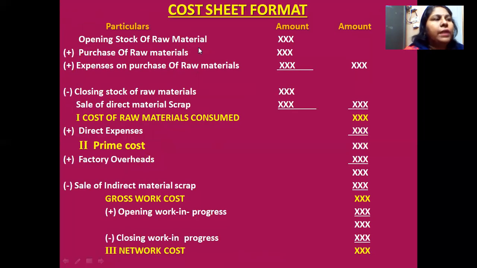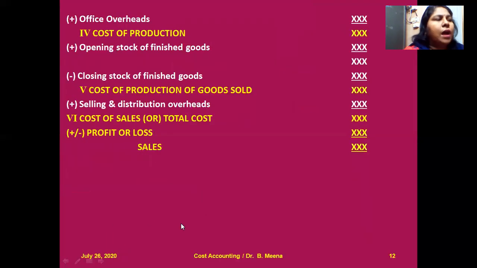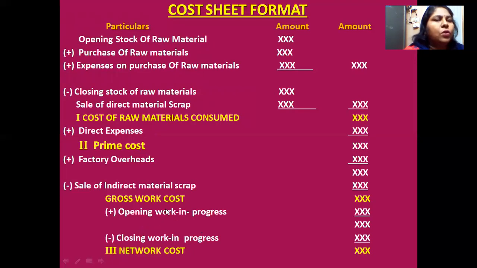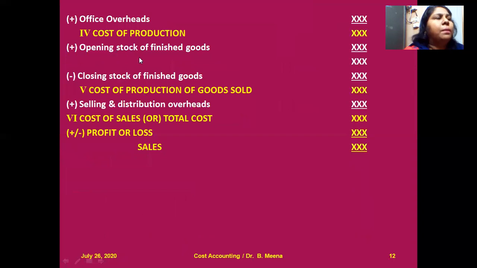The first part is only the raw materials, and the work cost will have the work in progress. Look at that. And then the third part, that is after calculating cost of production, only then we need to consider the opening stock of finished goods and minus closing stock of finished goods. Then the resulting answer, that is the fifth part of the cost sheet, is what? Cost of production of goods sold.